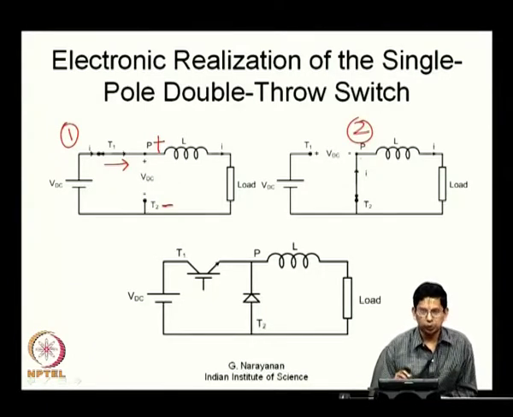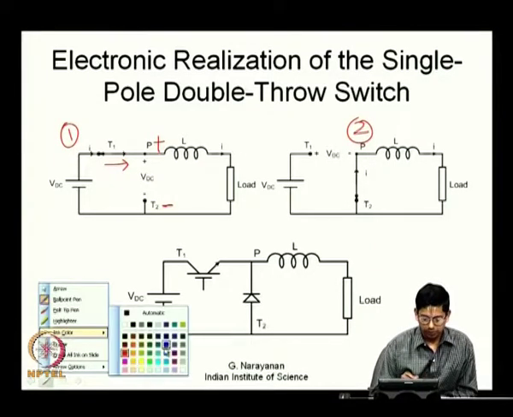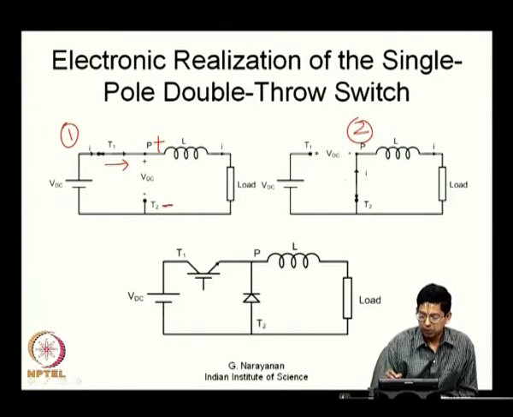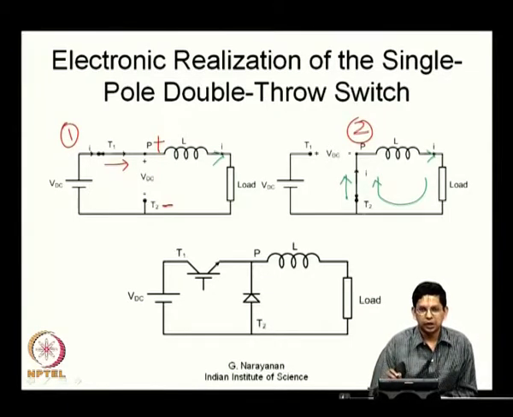Now, when you go to state 2, pole P is connected to throw T2. Here the conduction is from throw T2 to pole P, because the load current flows in this direction. So, the load current is freewheeling now, and the conduction is from T2 to pole P. Here P to T1 is now blocking certain potential, and the polarity is such that T1 is positive with respect to P. Now, how are we going to realize this? So, these are the requirements that we have.